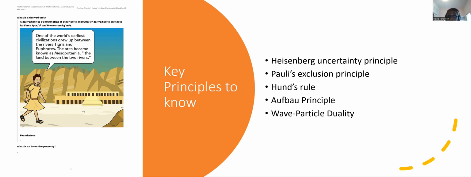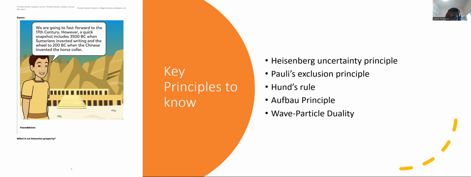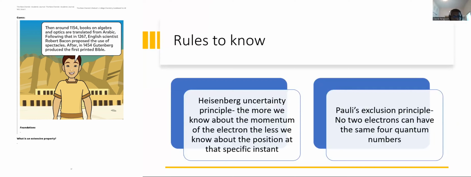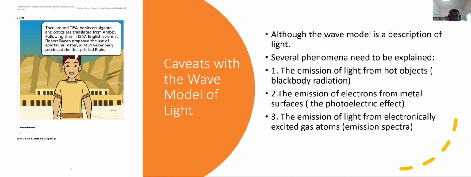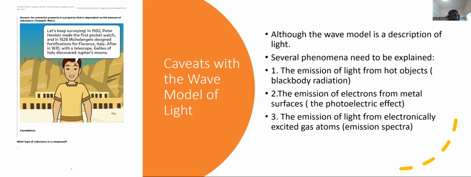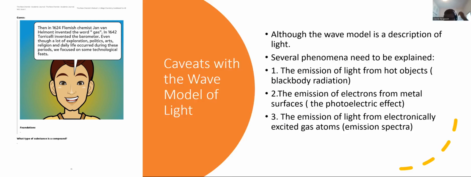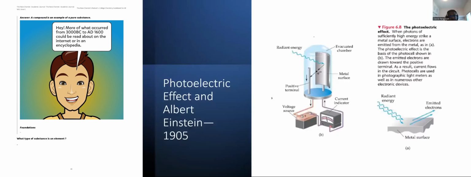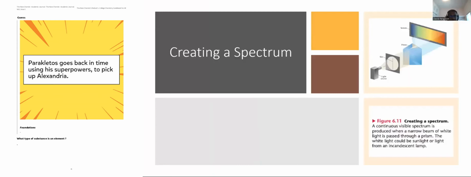And the wave-particle duality. As I said earlier, matter has wave-like and particle-like properties. The classic example of that is the electron, which was demonstrated experimentally in 1927 with the Davisson-Germer experiment. So we have discussed these things, and in terms of the wave model, you can look back at the previous lecture videos and see the caveats with the wave model of light.